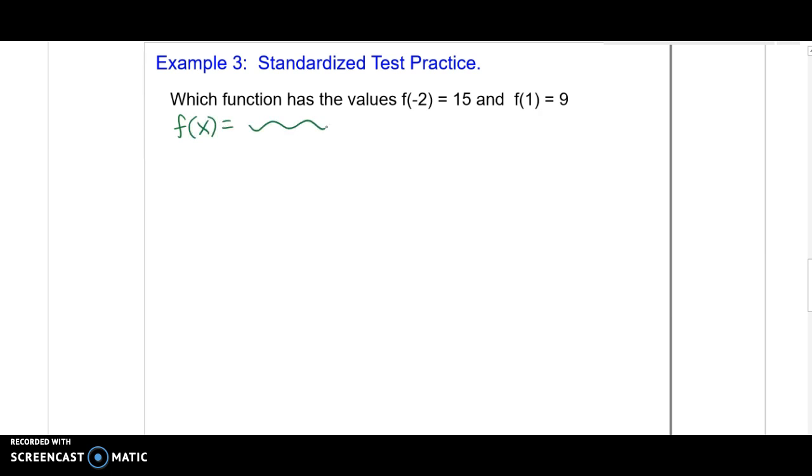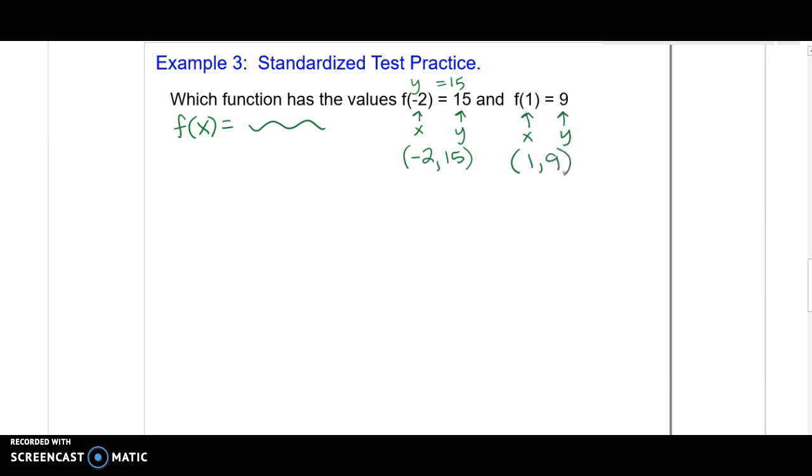So f of x, we know, is just a fancy way of saying y equals. So this whole thing equals y, and that inside is our x. And this whole thing, f of negative 2, the function of negative 2, is our y value. So if y equals 15, we know that this is our y value. So those are really just making coordinates, you guys. So this one is our x, 9 is our y. That is just a coordinate.